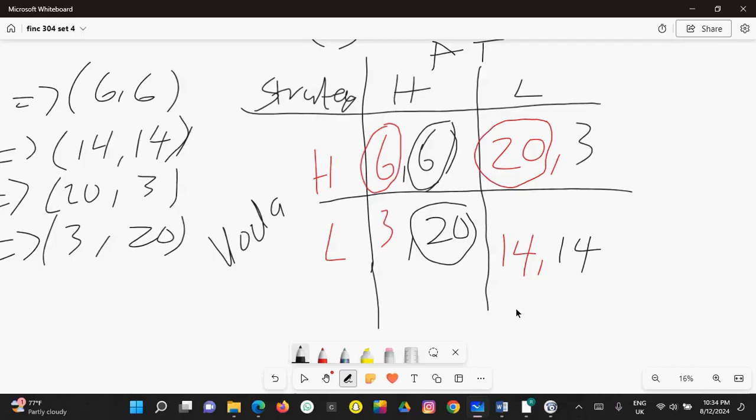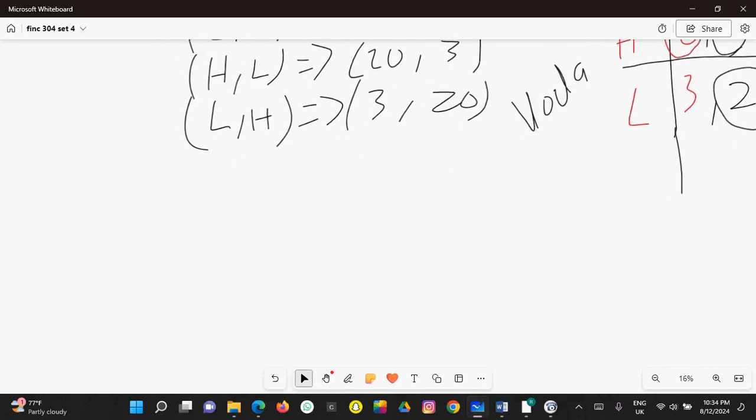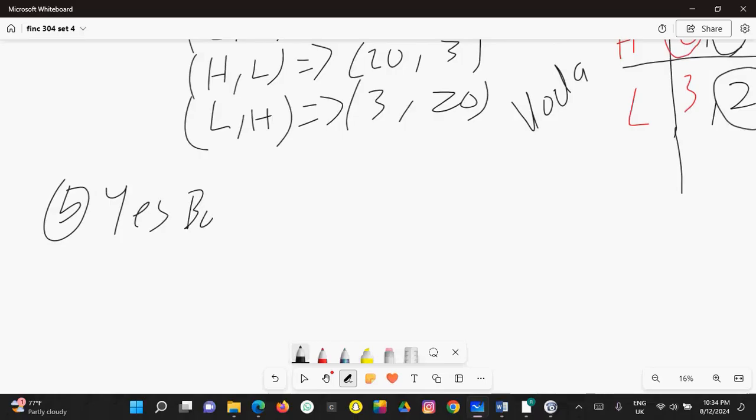So both firms. So the answer to this is that yes, both firms have a dominant strategy.